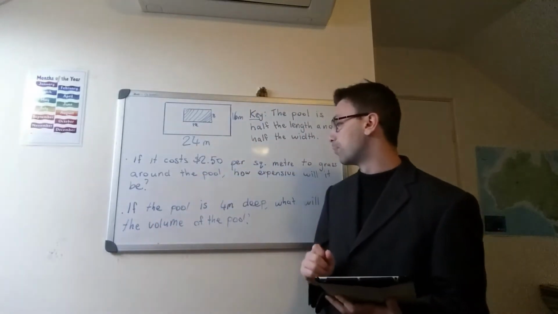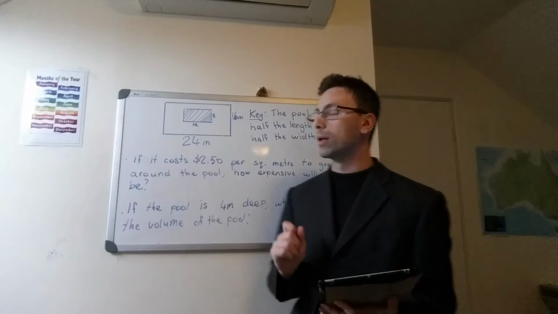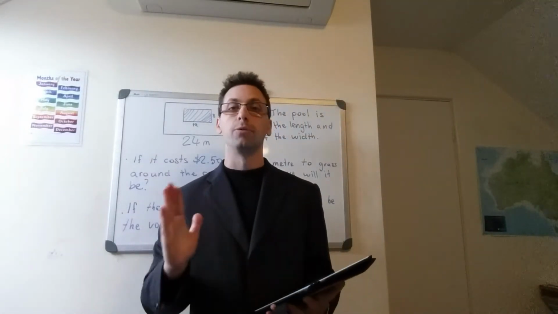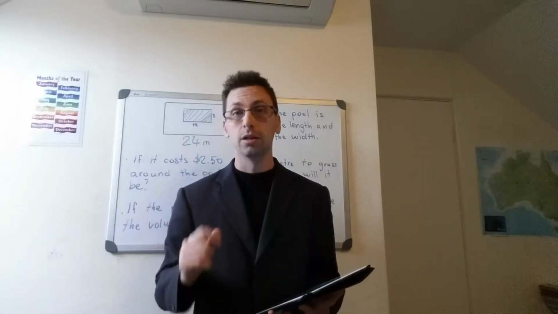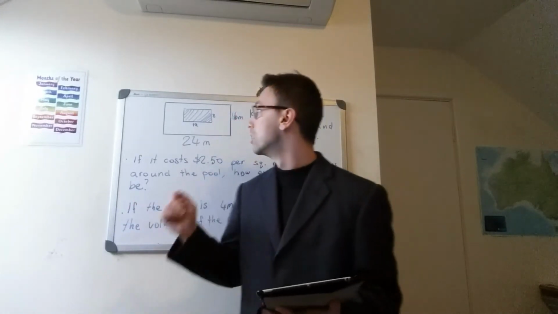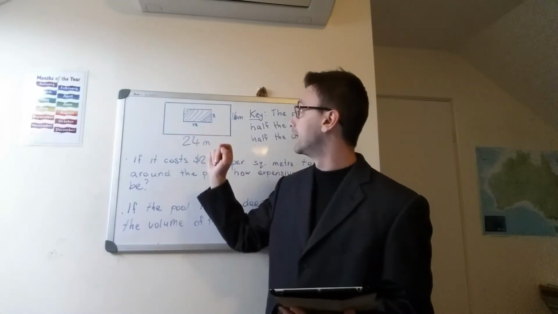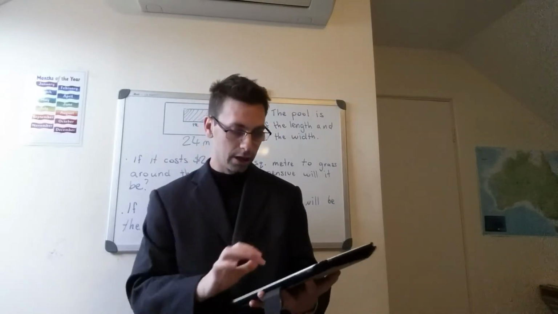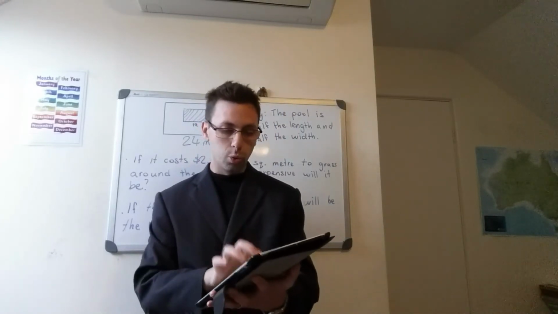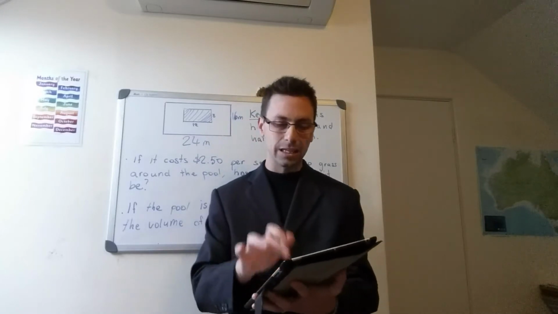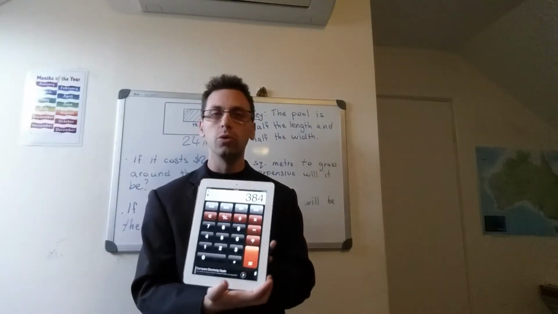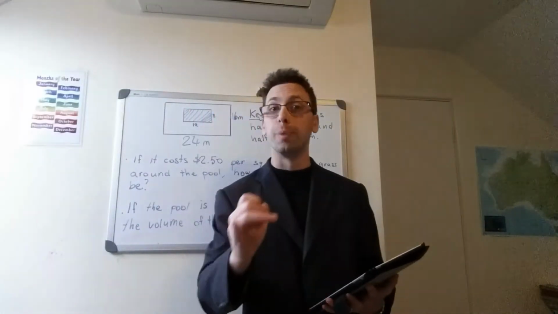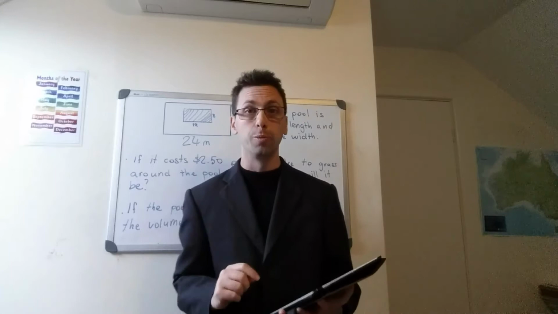Second answer, if the pool is 4 meters deep, what will the volume be of the pool? Volume, length times width times height. Good, length times width times height. So, the pool is 12 meters times 8 meters times 4 meters. Let's go back to the calculator. 12 times 8 times 4, which equals to 384 cubic meters. Not squared, cubic meters.